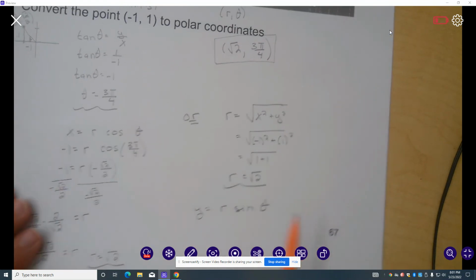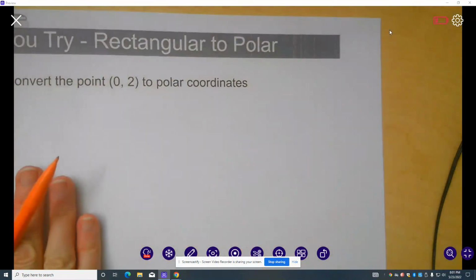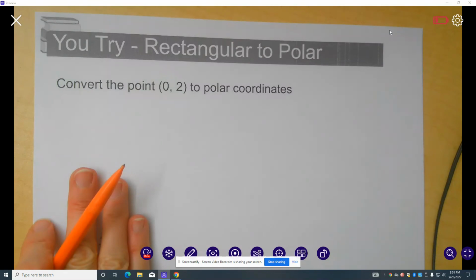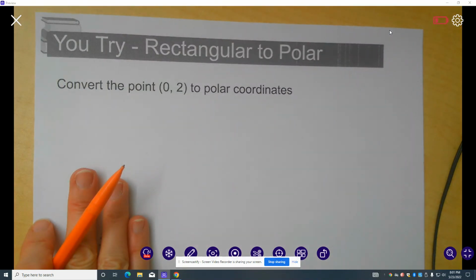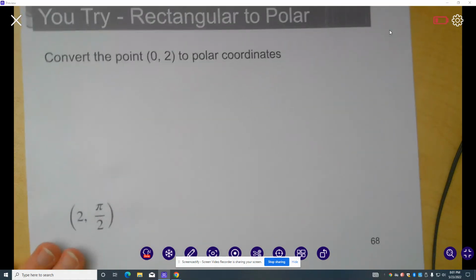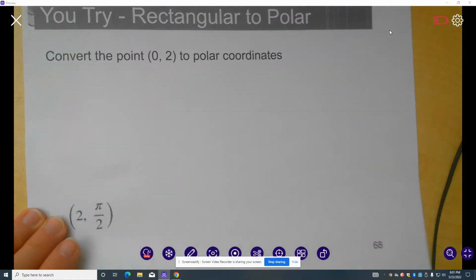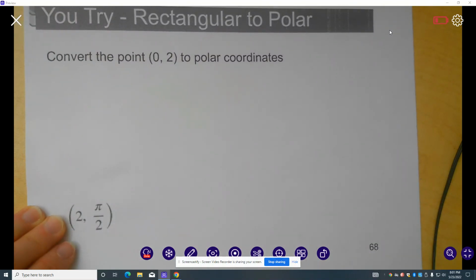So any of those. Okay, this is one for you to try. So convert that to polar coordinates without a calculator, without your unit circle, and you should get that. 2 pi over 2. And that is it for 9.5.